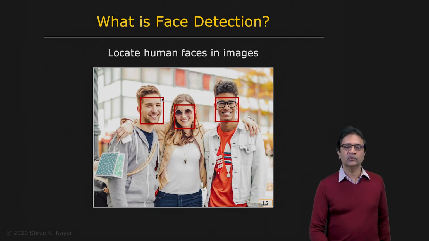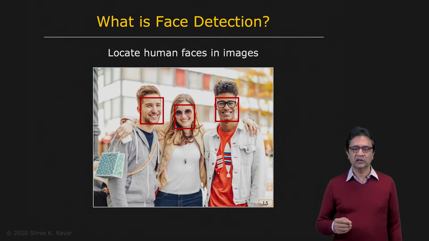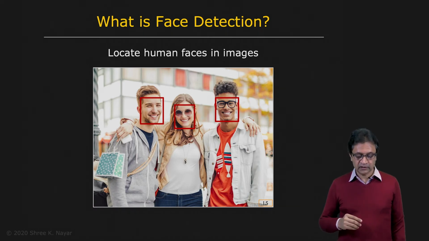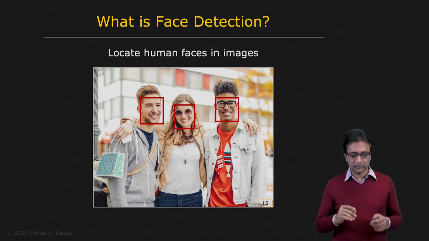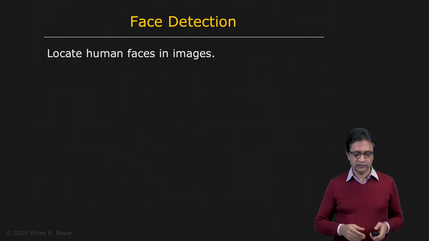Now, as you can imagine, you want this kind of a detector to be insensitive to lighting changes. You want it to be able to handle faces of different sizes because people could be at different distances from the camera. And ideally, you would also want it to be able to handle rotations of the head with respect to the camera. But we're going to keep things somewhat simple here and assume that we're looking at frontal faces. This is when the person is looking straight back at the camera, as is the case in this image shown here. So the problem is simply stated as locating human faces in images.